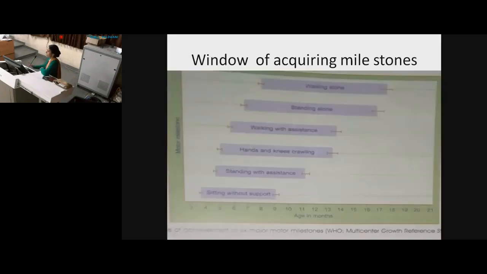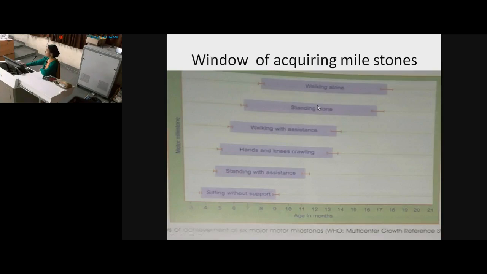WHO has given 6 major gross motor milestones and this is the range. Sitting without support we expect at around 6 to 7 months, but some children will acquire it early and some a little late. Similarly, standing with assistance, most children will acquire around 9 to 10 months, but again there's a range. Crawling again at 9 to 10 months, but some will crawl early and some a little late.